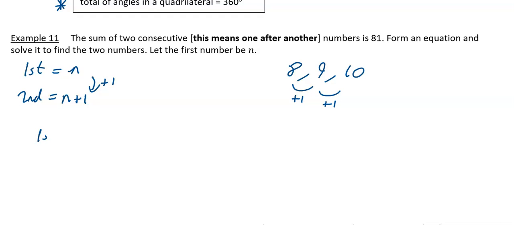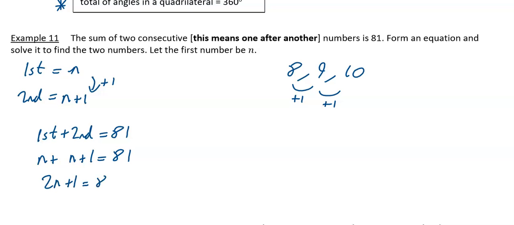So the first number plus your second number is equal to 81, which means in this case n plus, and my second number was n plus 1, equals 81. So that's a fairly ugly equation at the minute. All I'm going to do is tidy it up. n plus n is 2n, and n plus 1 is equal to 81. And then we can go ahead and solve that. So we'll solve that over here.